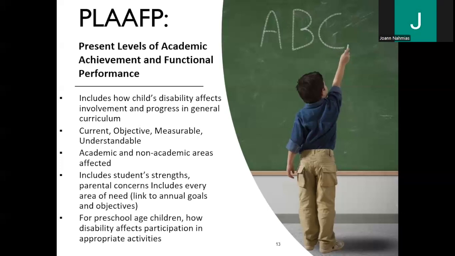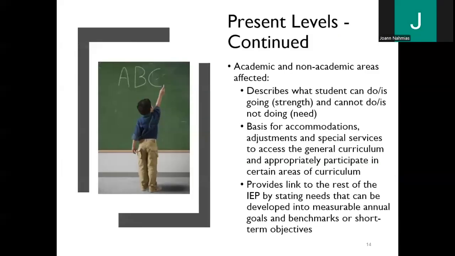It should include the student's strengths, parents' concerns, academic and non-academic areas impacted by the disability, and every area of need that will connect to the goals in the IEP. In short, the PLAF answers, where is the student now? This is the foundation we build the rest of the plan on.